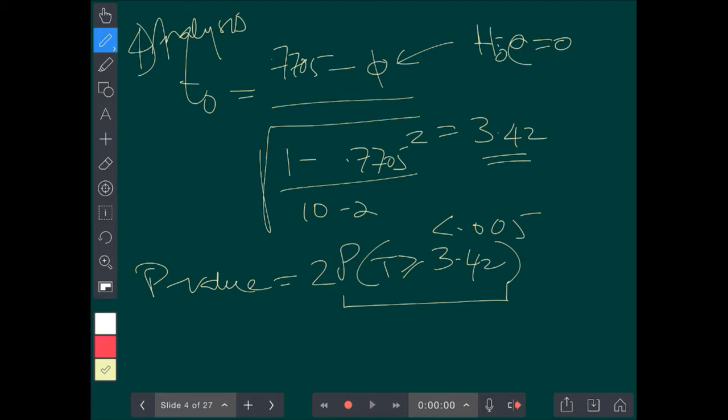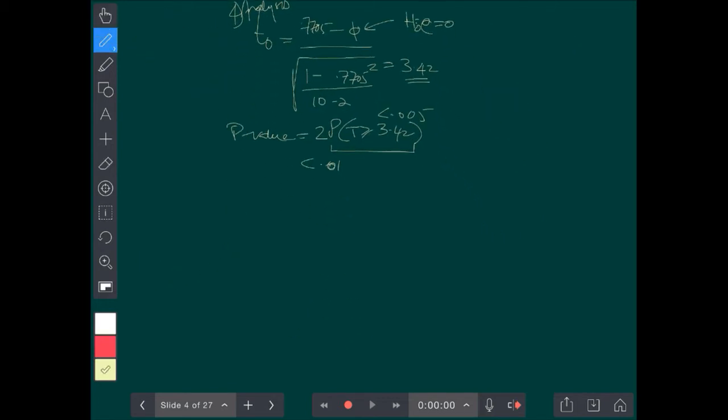Which means that if we keep going to get to 3.42, we will end up getting a value that is less than 0.005. And if we multiply less than 0.005 by 2, then it becomes less than 0.01. So that's our p-value right here, less than 0.01.